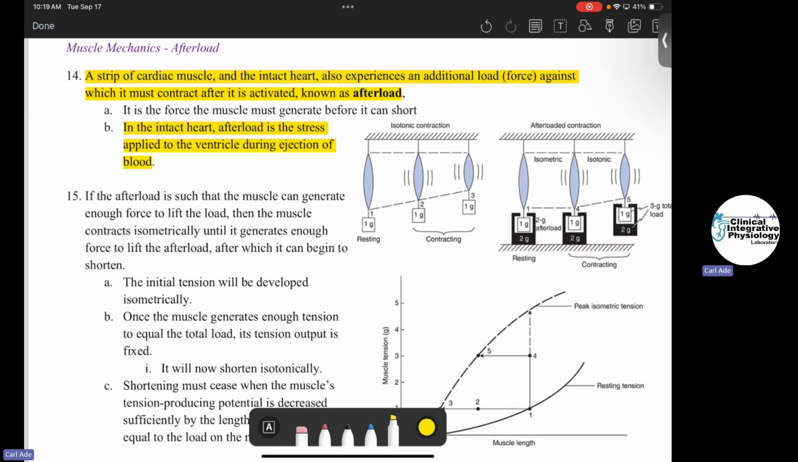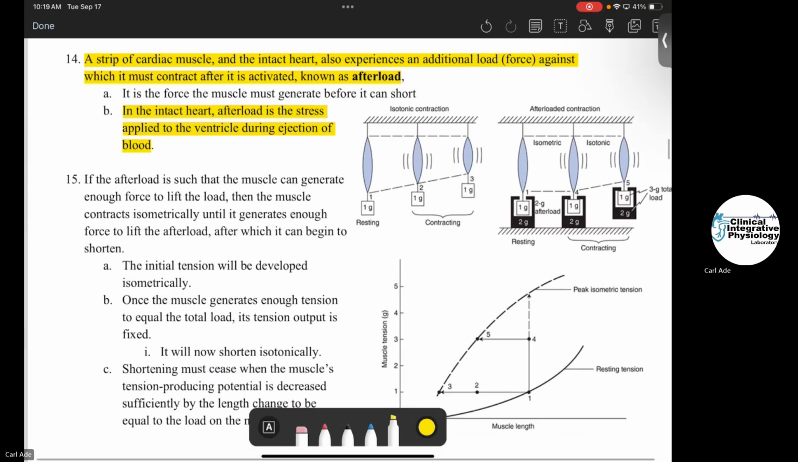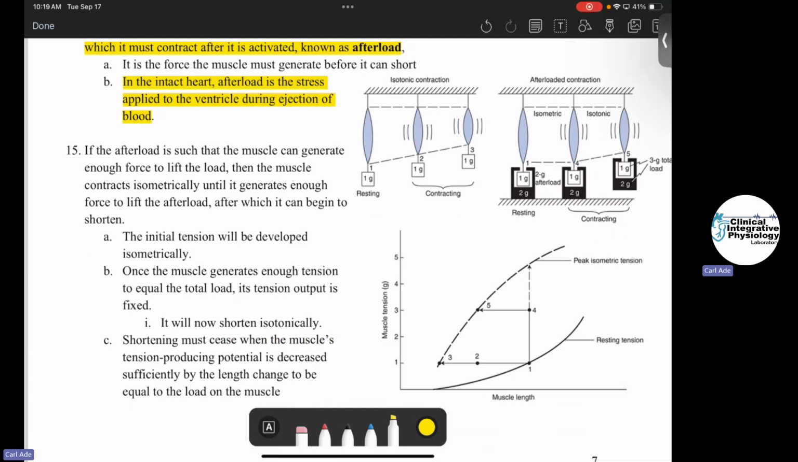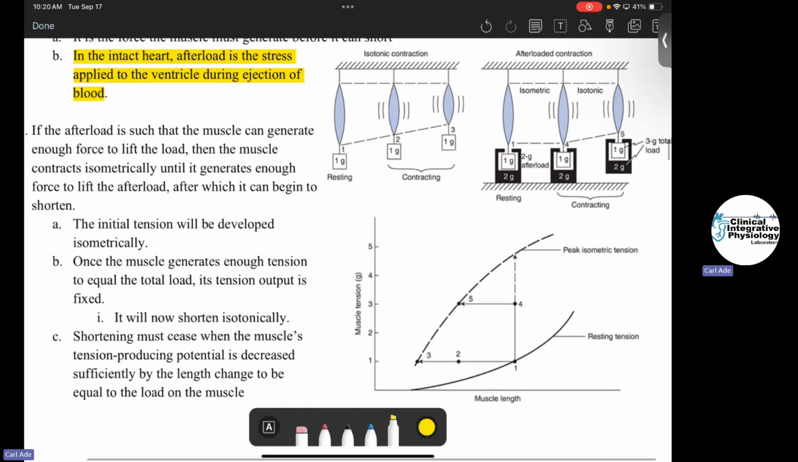In the intact heart, this afterload is the stress applied to the ventricle as it's ejecting blood. How hard is it to eject blood into the circulation? This is sometimes a little bit of a challenging concept to fully wrap our heads around. So I'm going to really break this down a little bit with some text and a little bit with my figures. I'm going to actually start with my figures. I'm a visual person, so that's what I want to do.